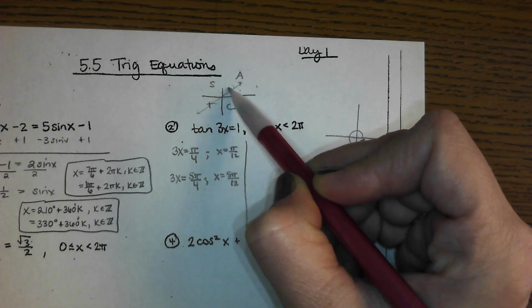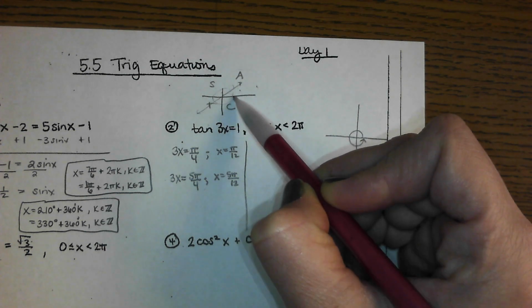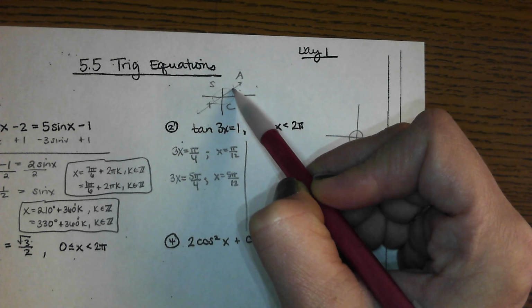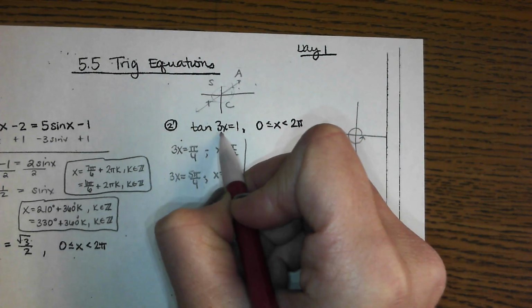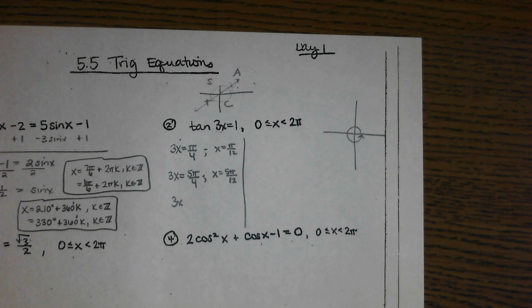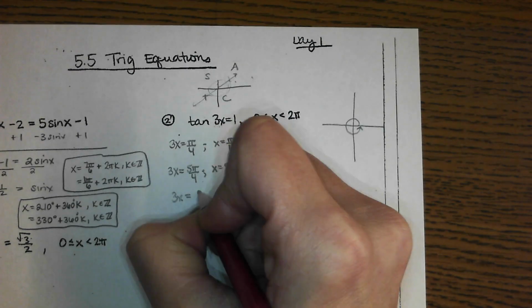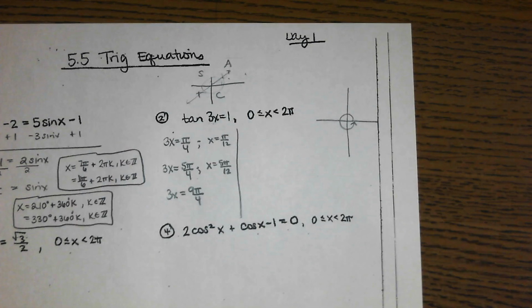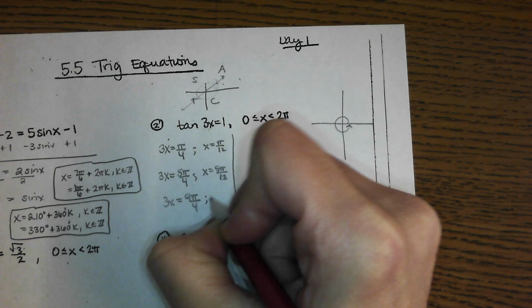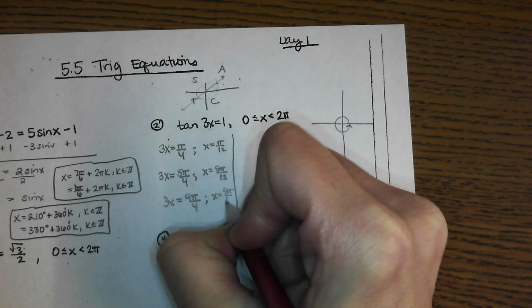This is 0 pi over 4. This is 4 pi over 4. This is 8 pi over 4. So this would be 9 pi over 4. So 3x. Now x couldn't be 9 pi over 4, but 3x can be. And then when I solve that, I divide by 3 on both sides, and x equals 9 pi over 12.